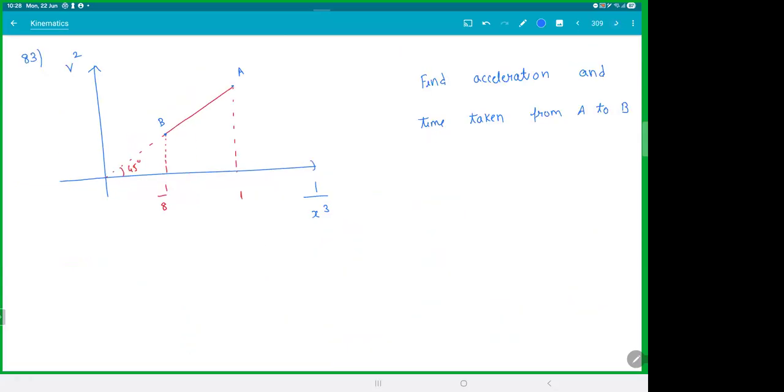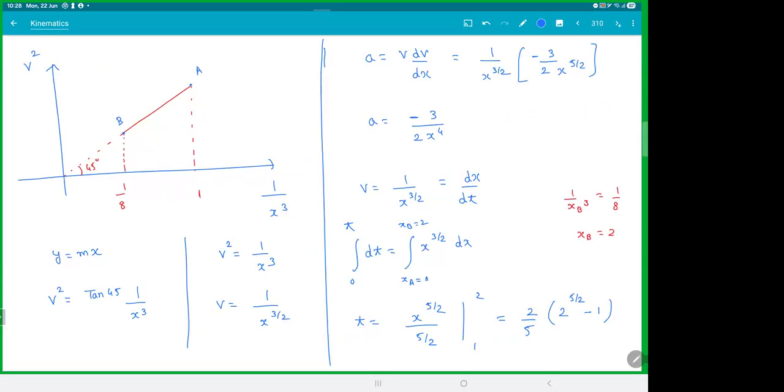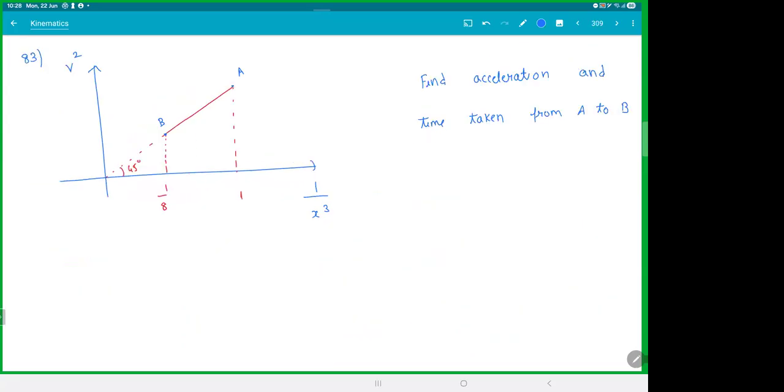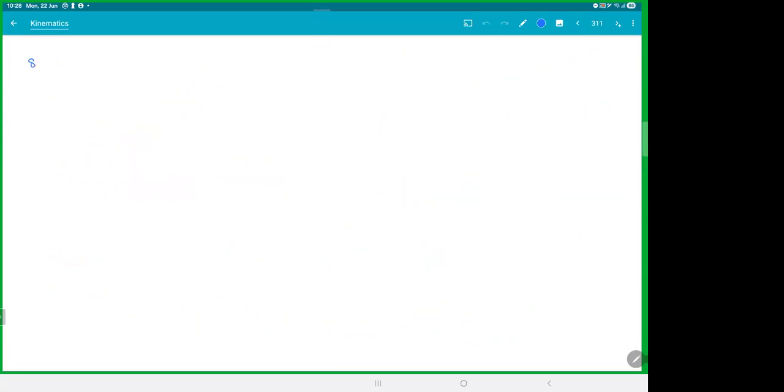Clear? Let's see one more like this. But I hope you got it now. Once I got this equation, v is equal to 1 by x power 3 by 2, the question was over at that point. The graph was just looking weird and scary, like, oh, v square and 1 by x cube, what the hell? It's about getting the data there, nothing much.